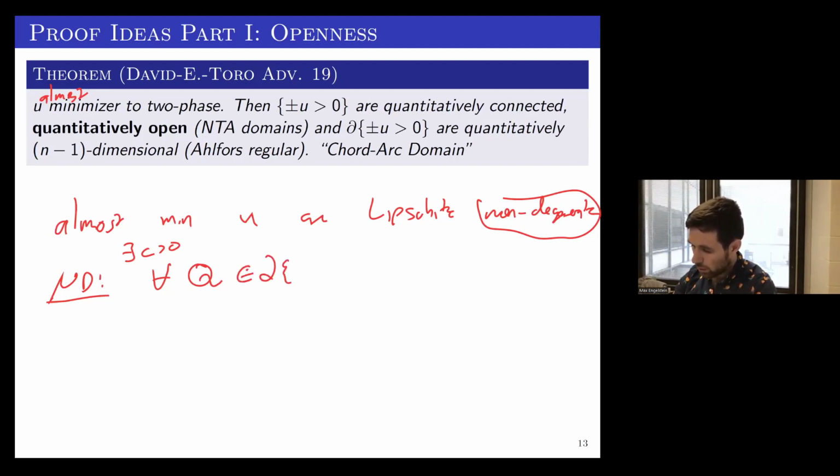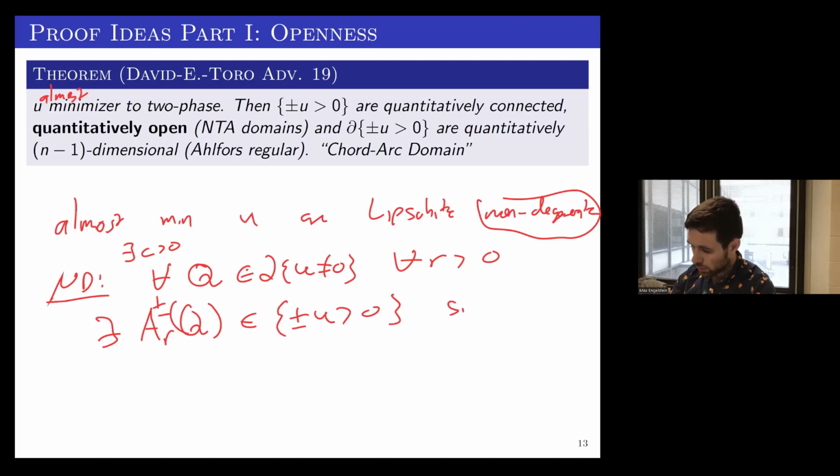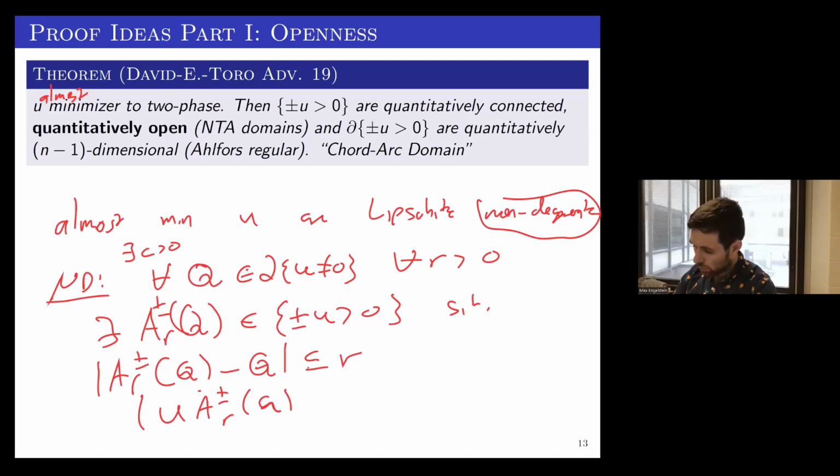in the boundary of the positivity set, and for all R bigger than 0, there exists a point, which I'll provocatively call A_R(Q), A plus or minus, a point where plus or minus u is greater than 0, such that these points are not very far from Q, and such that u at these points, A plus or minus R of Q, is bigger than C times R.